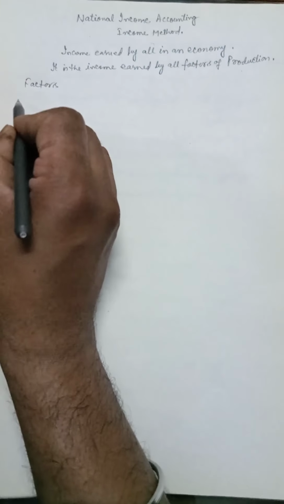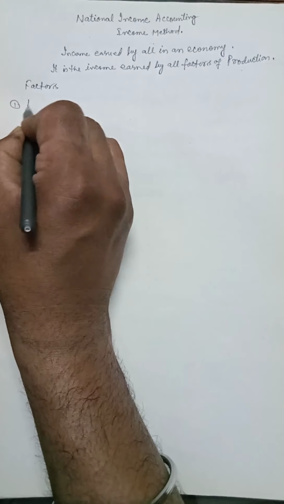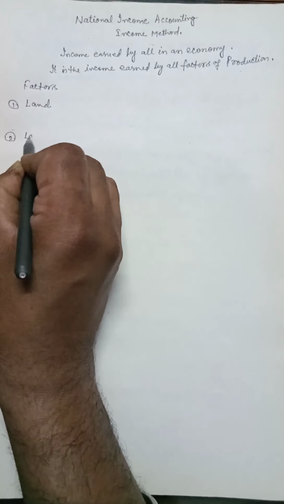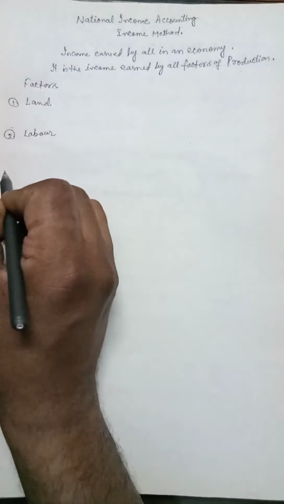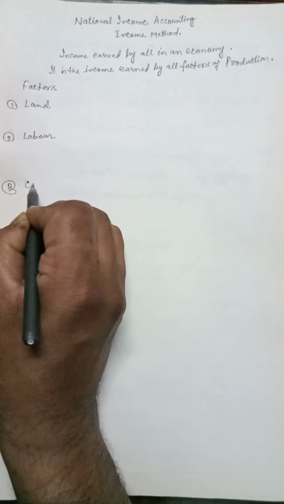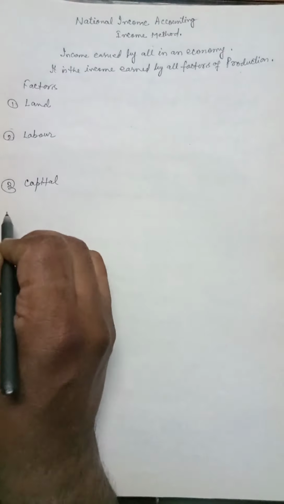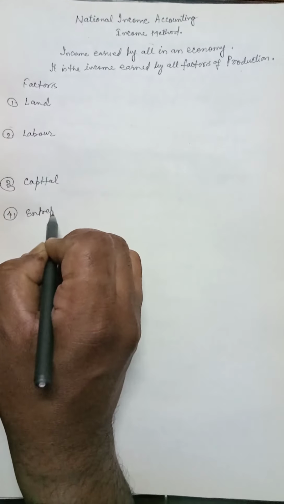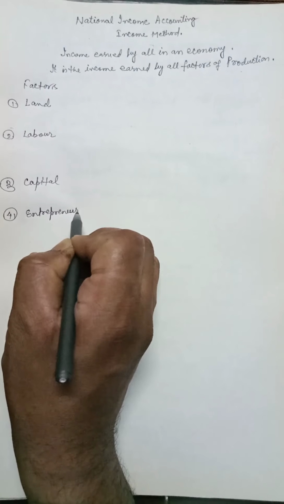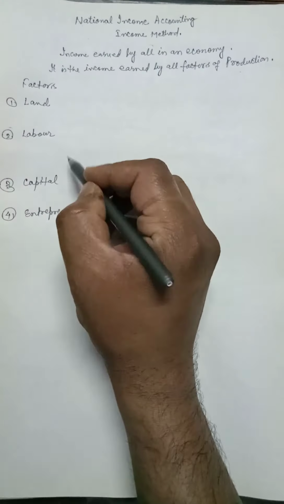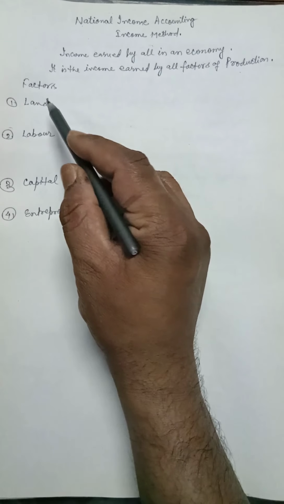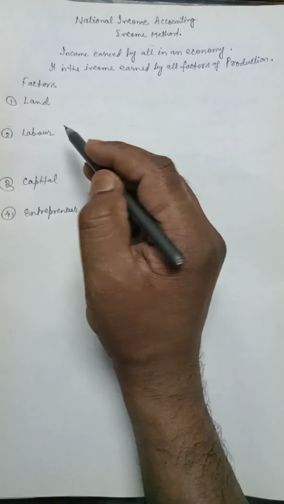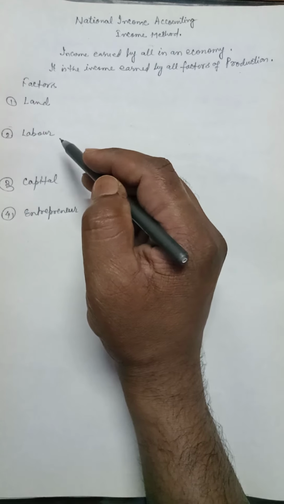The factors are land, second is labor, third is capital, and fourth is entrepreneur. These are the factors which are involved in the production process. If any of the factor is missing, then the production process can't initiate.